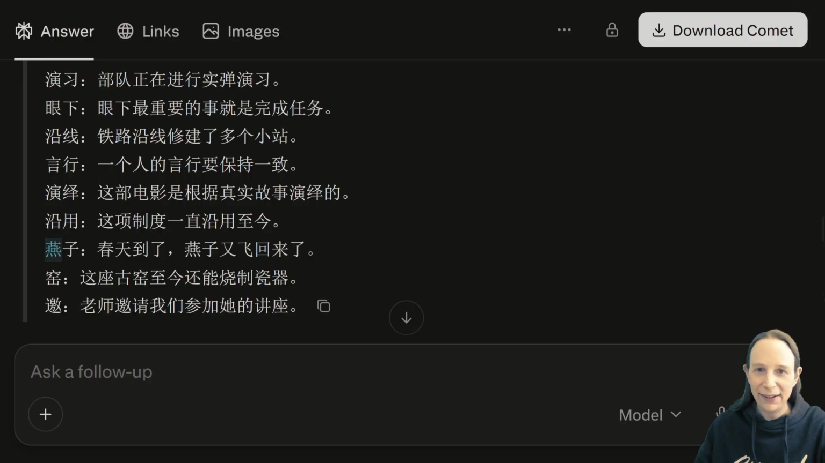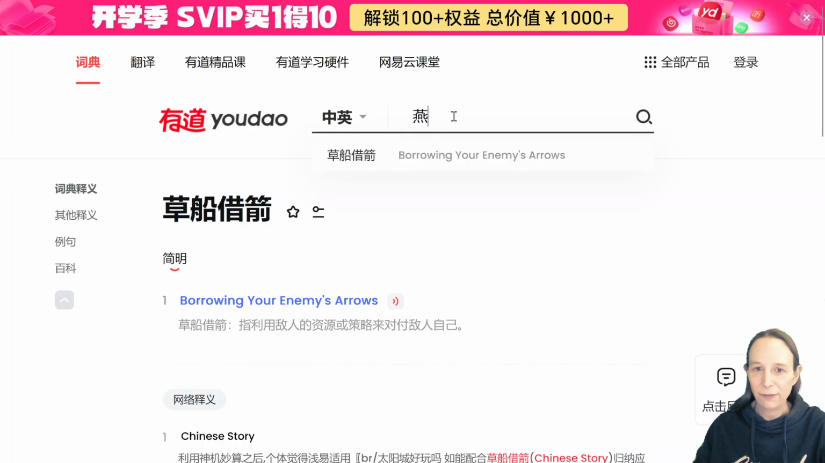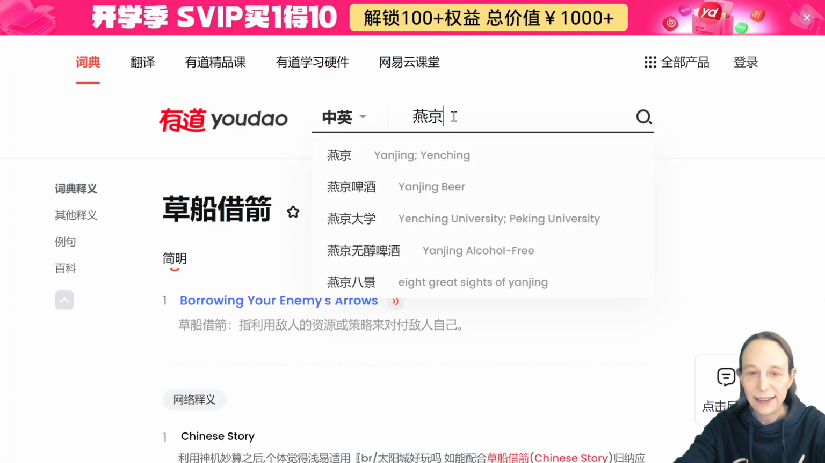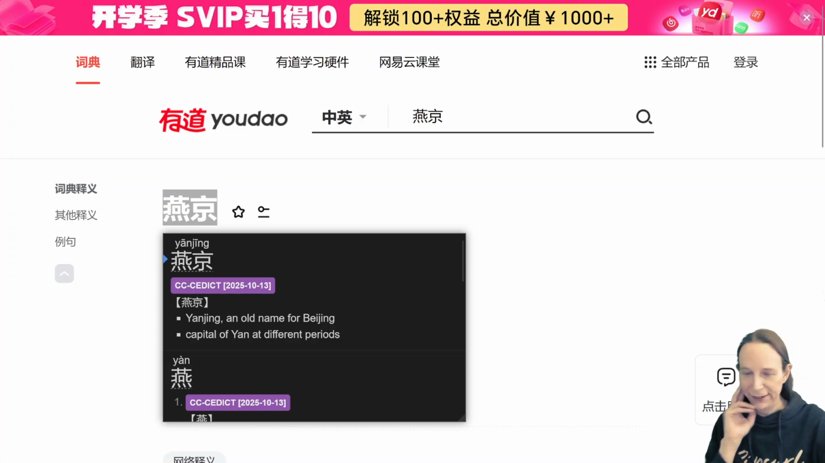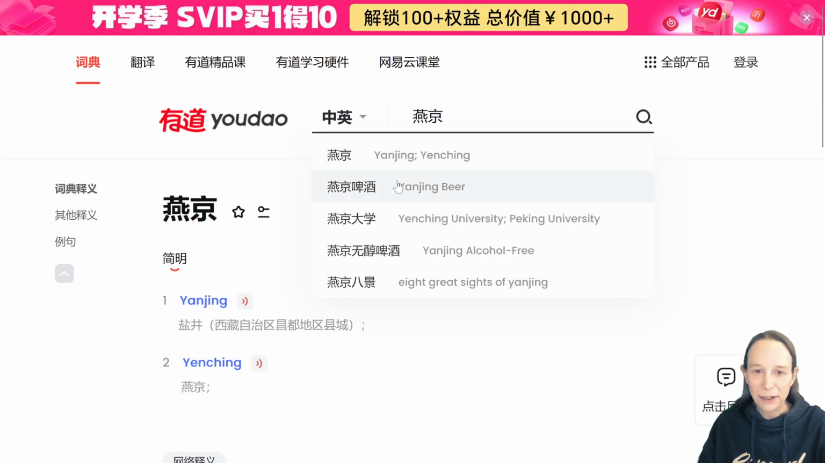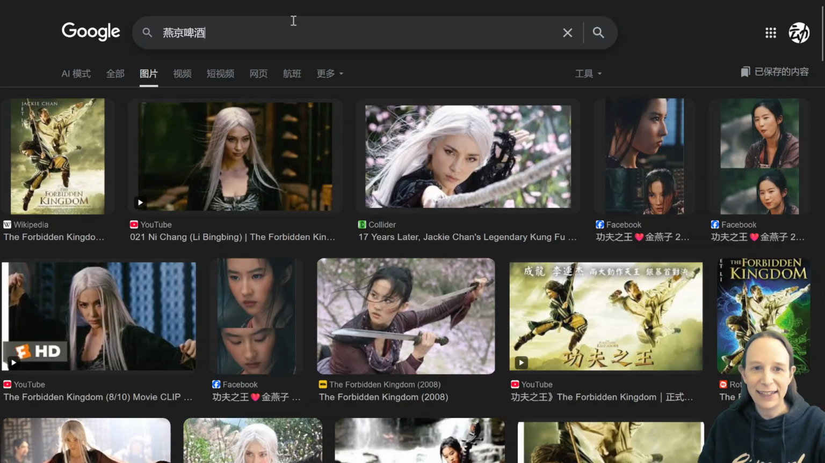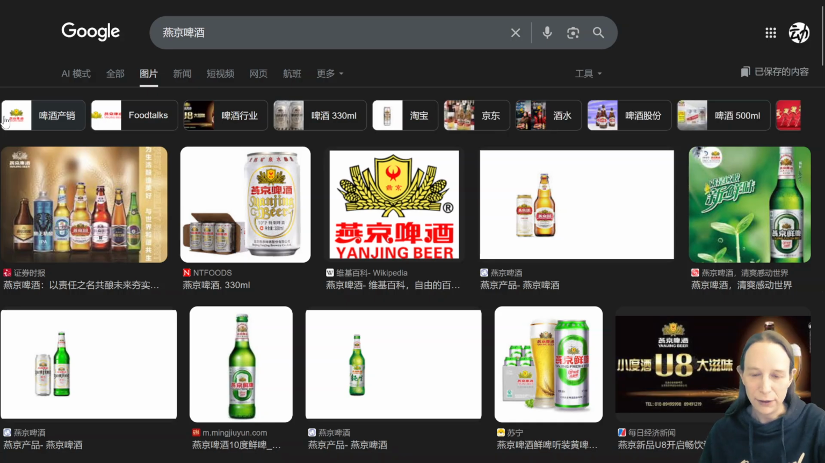There's one other thing we need to know. You've got to be aware of this one. Yan Jing. This one is first tone. Yanjing, an old name for Beijing. Oh, I didn't know that. I feel like I should know that. So Yanjing Pijiu. There's a type of beer, Yanjing Pijiu. And this is Yan first tone, right? But in Yanzi, fourth tone.